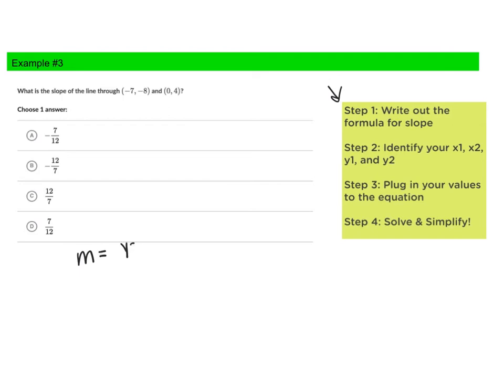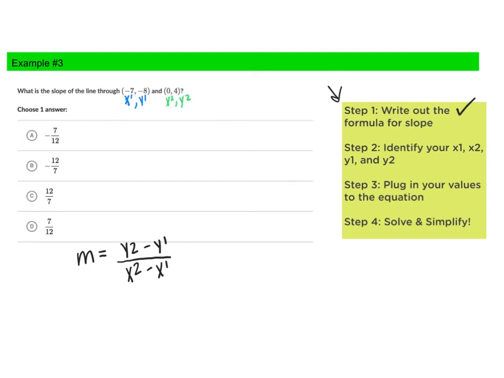M equals y2, take away y1, over x2, take away x1. So this is my step 1, writing the formula. Now, step 2, I'm going to identify my x1, x2, y2, y1. So looking at my question up here, it says, what's the slope of a line through (-7, -8) and (0, 4)? So I'm just going to say, okay, well, this is my x1, this is my y1. This is my x2, this is my y2.